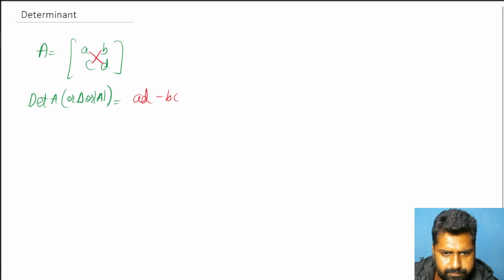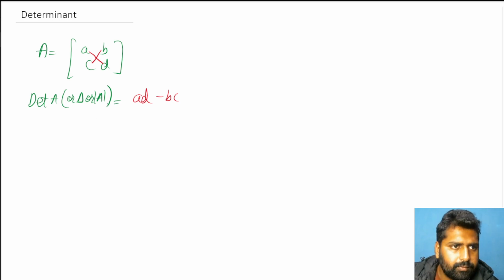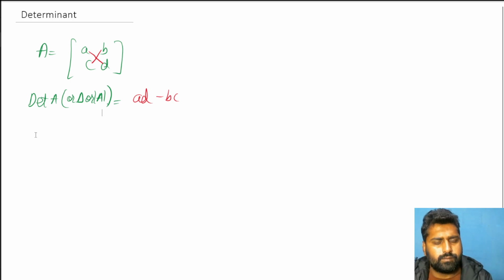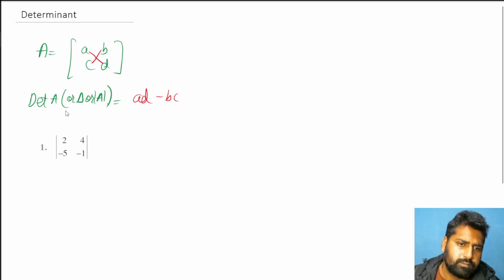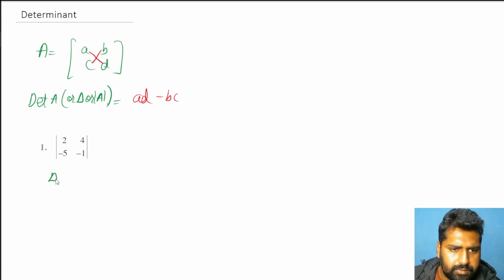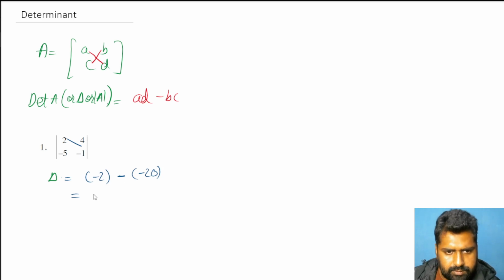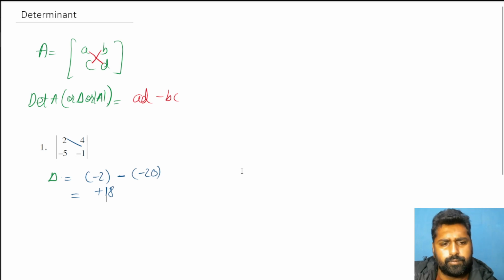Let's look at one question. We have to calculate this determinant. So delta is equal to multiply 2 into minus 1, minus 2 minus 5 into 4, you'll get minus 20. So you'll get plus 18. It's very simple for 2 cross 2.